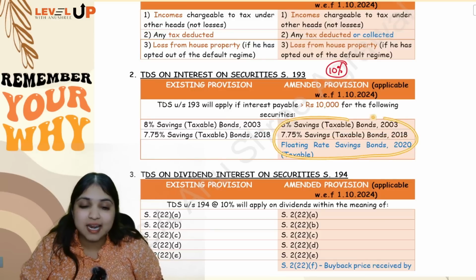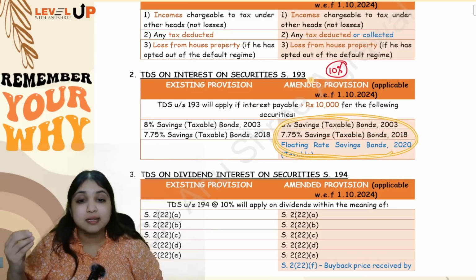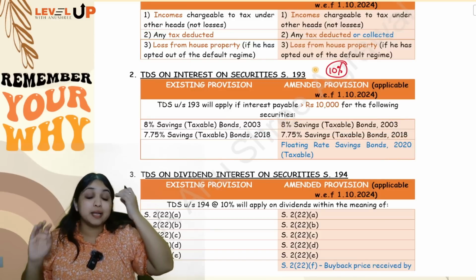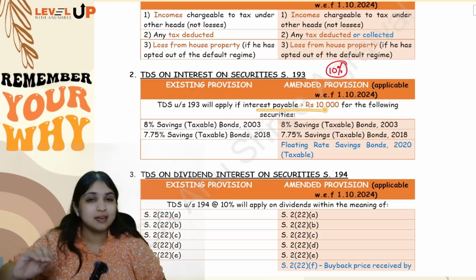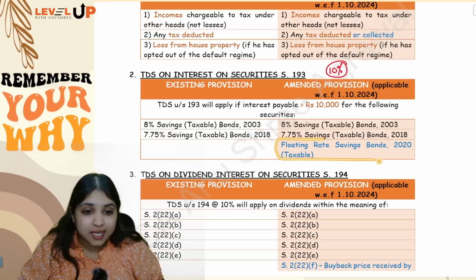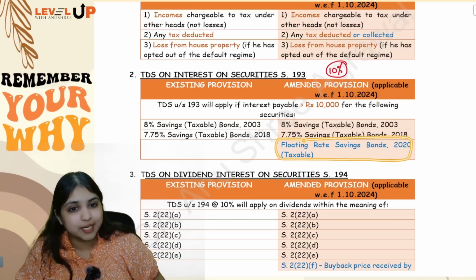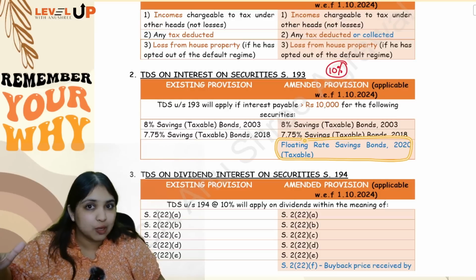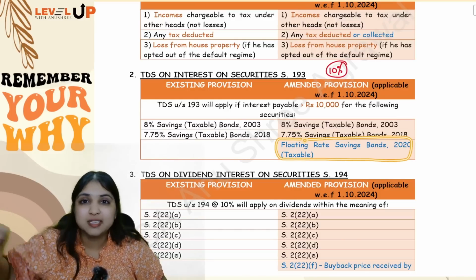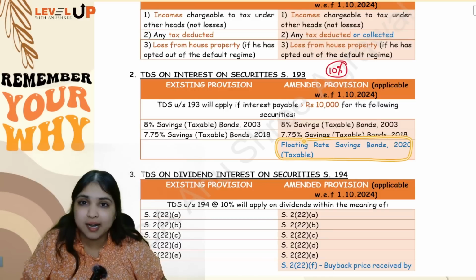If the assessee is getting interest in any of these, section 193 TDS will apply only if the interest is more than 10,000. So from these bonds, if the assessee is going to get interest before 1st October 2024, you will not apply the 10,000 limit. Irrespective of the amount, section 193 TDS will be deducted at 10%.